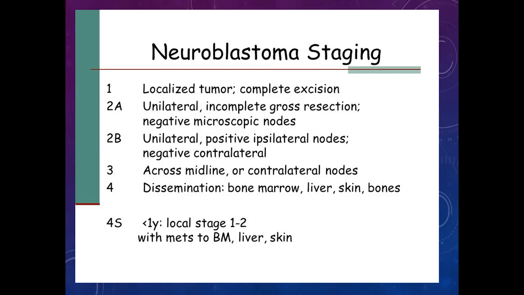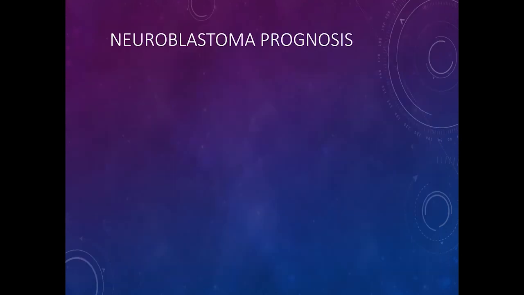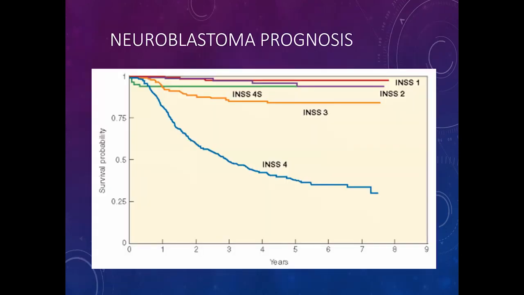And it usually presents with metastasis to bone marrow, to the liver, to the skin. Sometimes it's called blue muffin baby, because those bluish skin lesions make it look like a blueberry muffin. And it's important to know this stage because it has a totally different prognosis, different from regular stage 4.